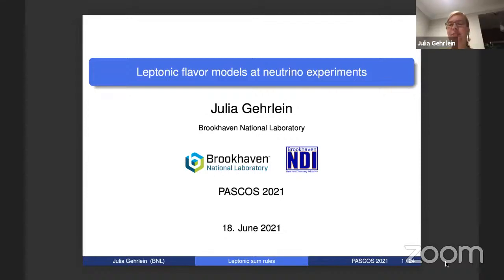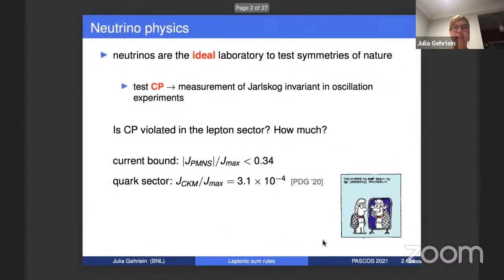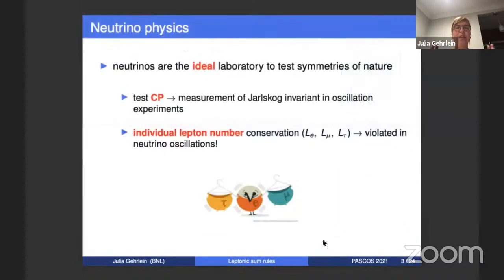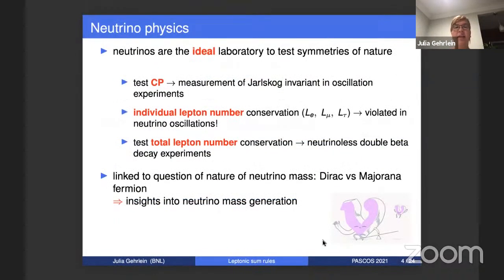Okay. So thanks a lot for letting me talk today to you about leptonic flavor models. Neutrinos are the ideal laboratory to test symmetries of nature. For example, we can test with neutrinos if CP is violated in the lepton sector and by how much, by measuring the Jarlskog invariant in neutrino oscillation experiments. We can also test if the individual lepton numbers are conserved, and we know from neutrino oscillations that they are not conserved. However, so far, it seems like total lepton number is conserved.